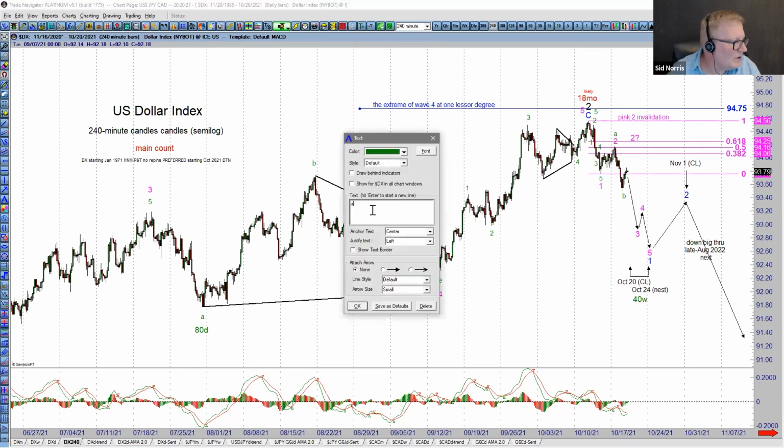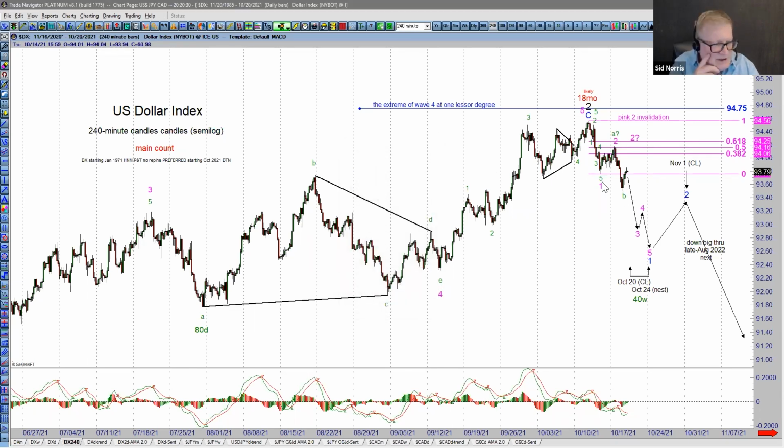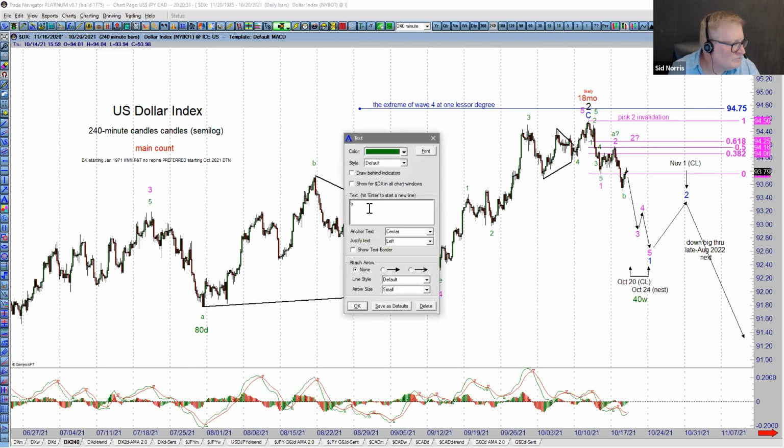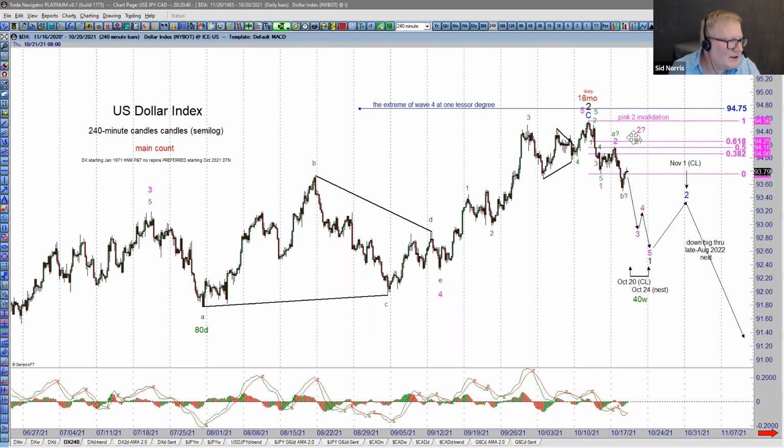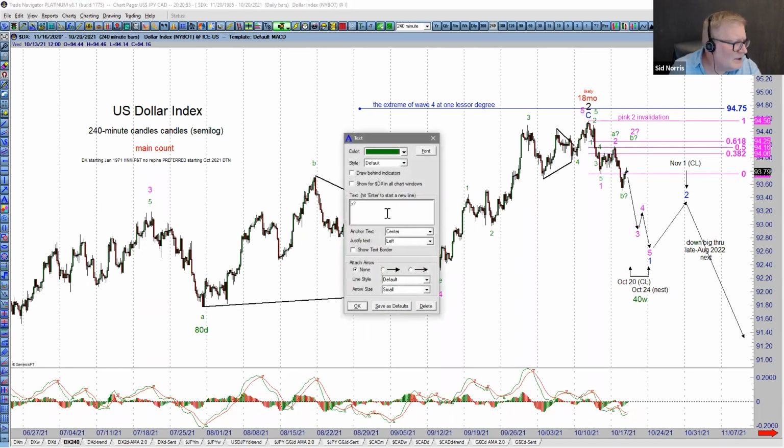And we'll get a C wave up, and the US dollar index needs to finish an expanded flat. If that's the case, it would probably move up next and finish off a 0.618 retrace of this initial 5 waves down. So that would be up to 94.25, something like that. So we're kind of at a critical juncture on the dollar.